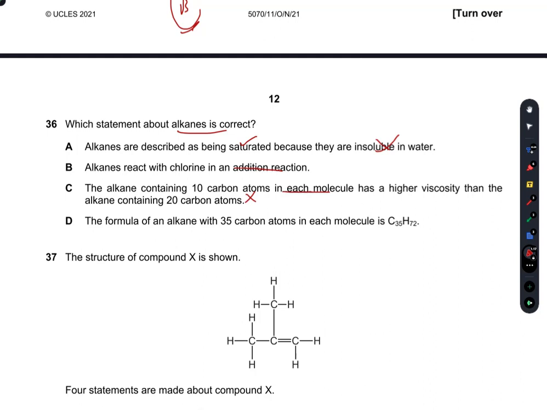Greater is the mass, greater is the density. The formula of an alkane with 35 carbon atoms in each molecule is C35H72, so it obeys the CnH2n+2 formula. So D is right. D is the correct answer.